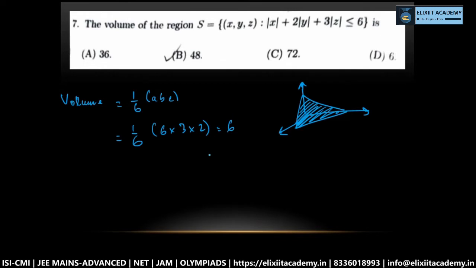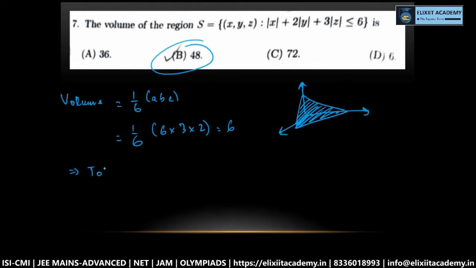So the total volume is 6 into 8, because there are 8 octants. We call these octants in three-dimensional geometry. There are a total of 8 octants. I think all of you know this, that there are 8 octants formed by the XY, YZ and ZX planes. So the total volume is 8 into 6. So that's 48. 48 should be the right answer.